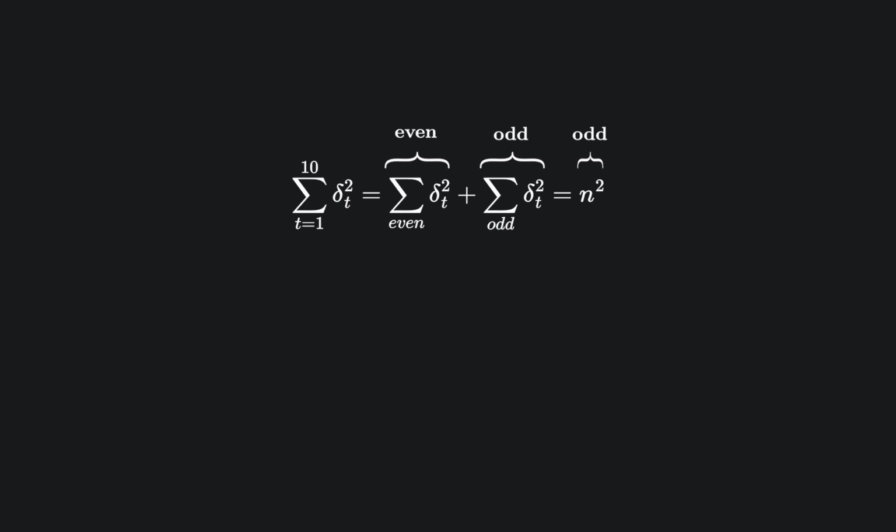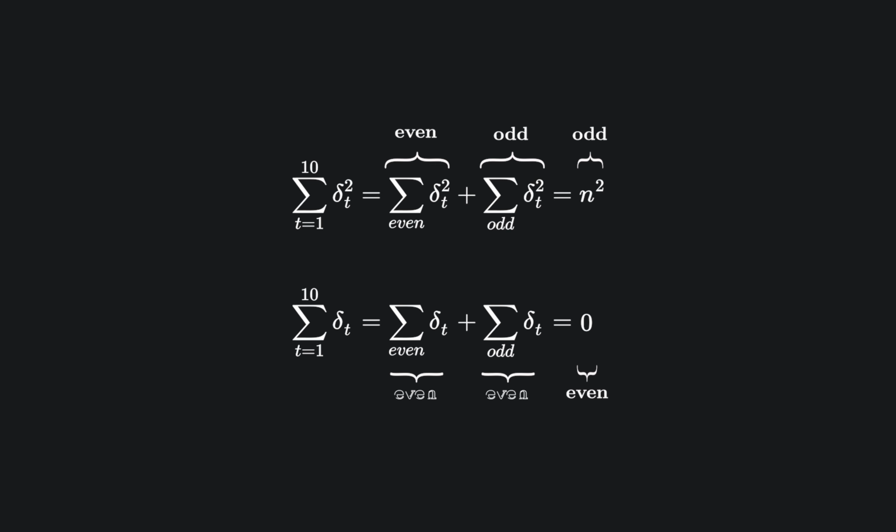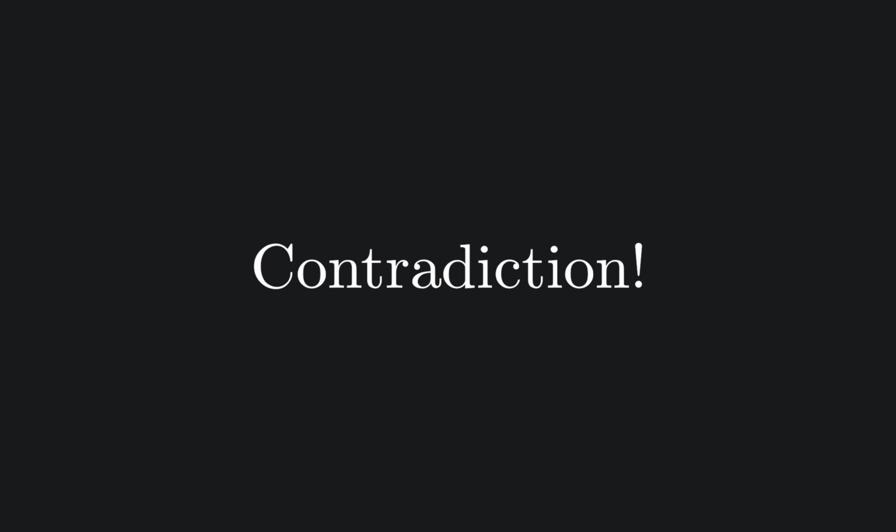Now, the sum of odd numbers is only odd if we are adding an odd number of terms, so we must have an odd number of odd values of delta t. To satisfy our second condition, we need the sum of the delta t's to be 0. Once again, splitting the sum into the even and odd terms, we can see that the sum of the odd terms needs to be even. Like the odd case, this is only possible if we have an even number of odd terms, a contradiction since to satisfy condition 1, we needed an odd number of odd terms. Thus, it's impossible for our final answer to be odd.